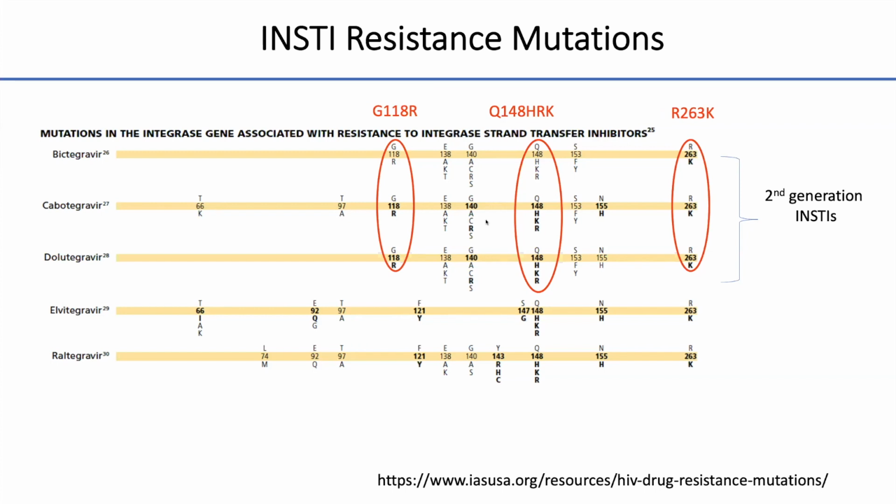N155H has also been reported in a small proportion of INSTI-naive patients receiving dolutegravir, but alone, this mutation does not have much of an effect on susceptibility to the second generation INSTIs.